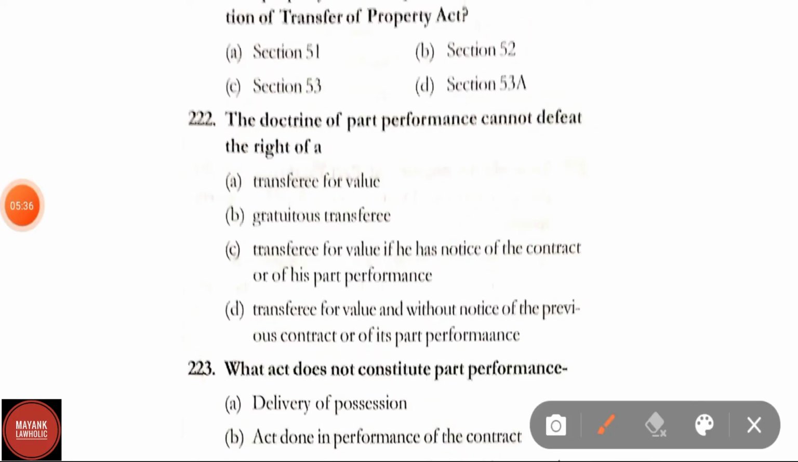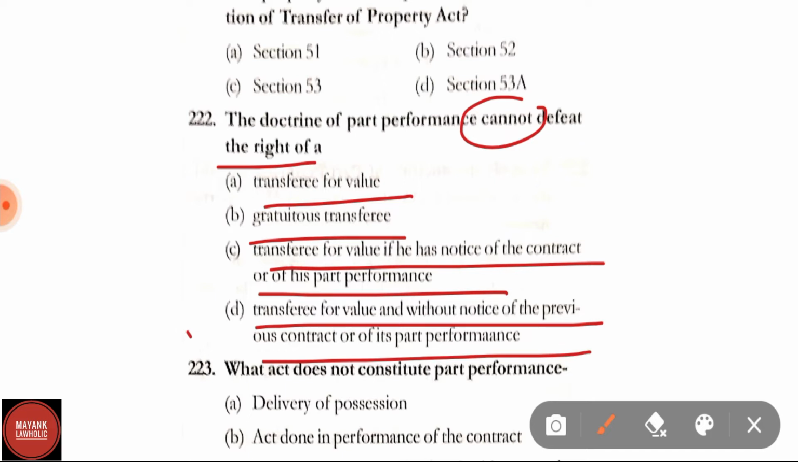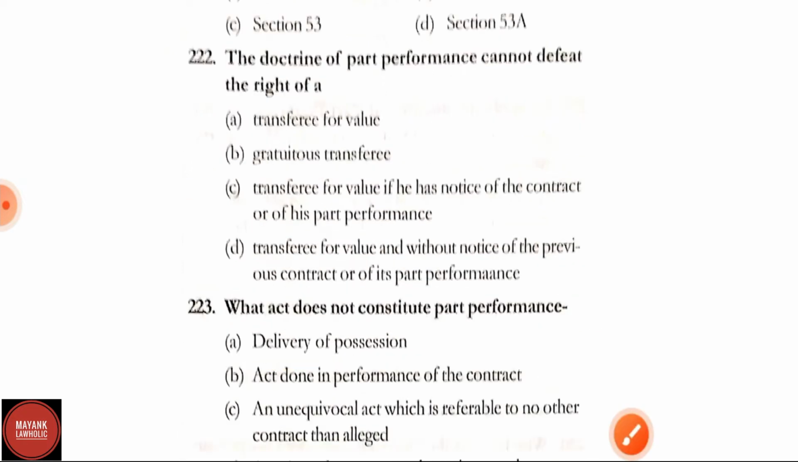Question number 222. The doctrine of part performance cannot defeat the right of a transferee for value, gratuitous transferee for value if he has notice of the contract or his part performance, transferee for value and without notice of the previous contract or its part performance. Correct answer is option D, transferee for value and without notice of the previous contract or its part performance.